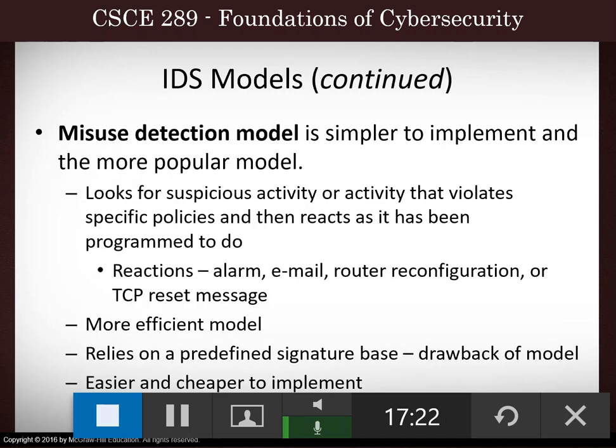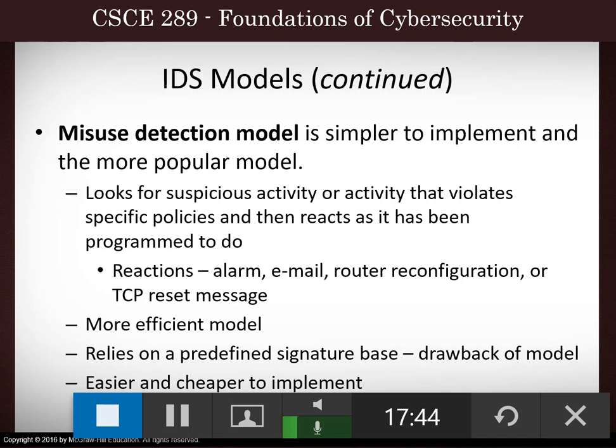Okay, so the misuse detection model is simpler to implement. It's more popular. It looks for suspicious activity that violates specific policies and then reacts as it's been programmed to do. It's more efficient, it's cheaper, it's easier. It relies on a predefined signature base, which is the drawback of the model.